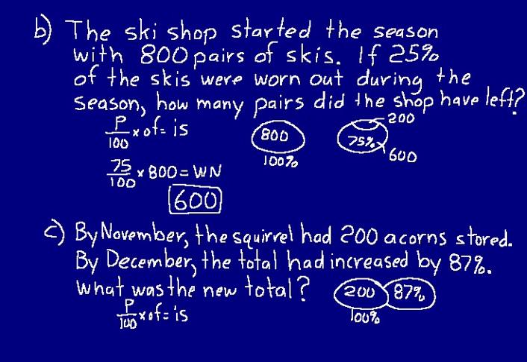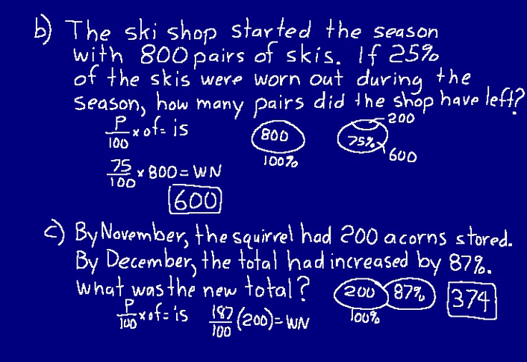So let's just go ahead and do this. 187 over 100 times 200 equals what number? In a problem like that, 187 over 100, we could just say 1.87 instead of 187 over 100. Times that by 200, and you get 374. So that's the new total, 374 acorns.